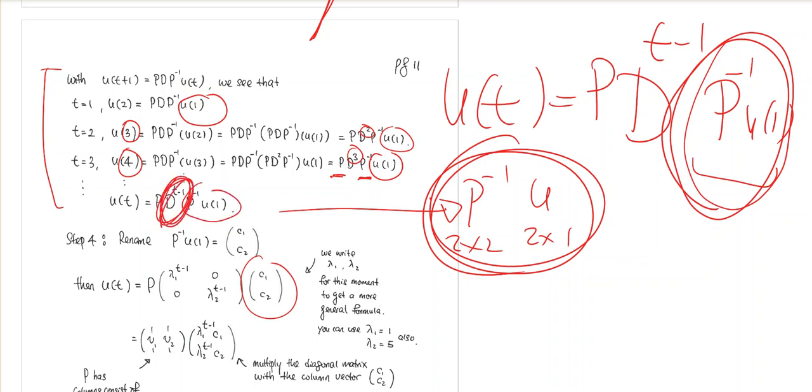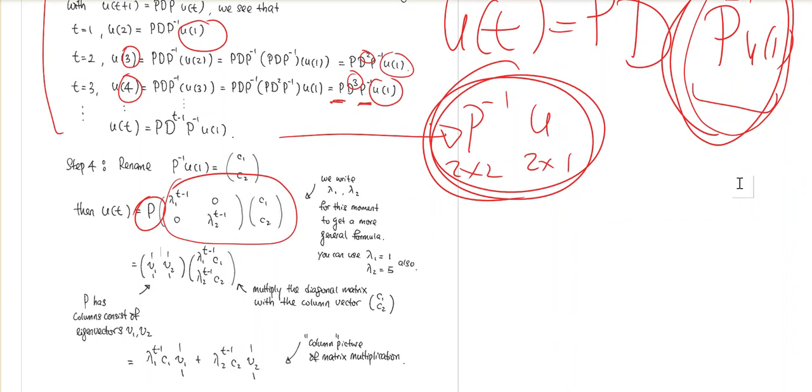Your diagonal matrix, if you raise it to a power, raising a diagonal matrix to a power is very easy to do. That is what's going to happen if you raise the diagonal matrix to the power of t minus 1. And then you have the original P here. If you make the computation, which is pretty straightforward, you will see that this is what you have.